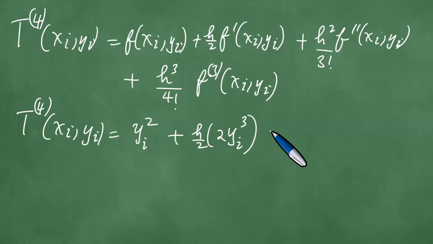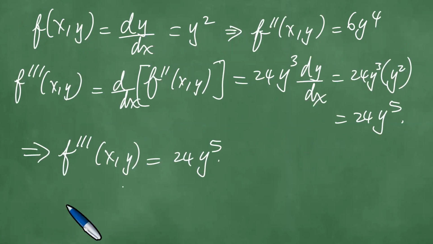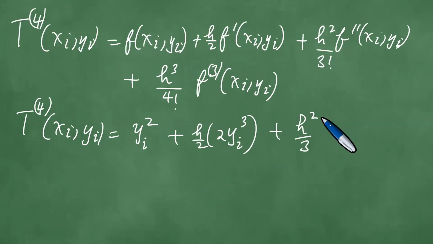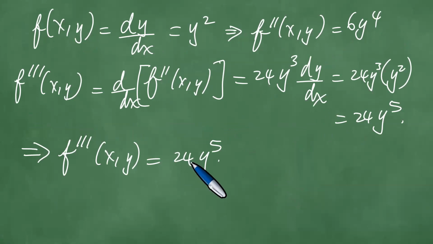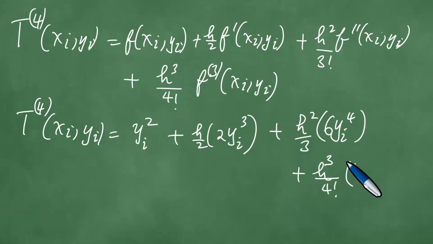But yes, we put yi, the subscripts, and then we have h squared out of 3, then we have f double prime. So it's going to be 6y to the fourth power, which is 6yi to the fourth power. And now you have this one, 24y to the fifth power, 24yi to the fifth power. Just put in the subscript because you have xi, yi. So that is what we get. There is a factorial here, so we have 3 factorial there, and 4 factorial.